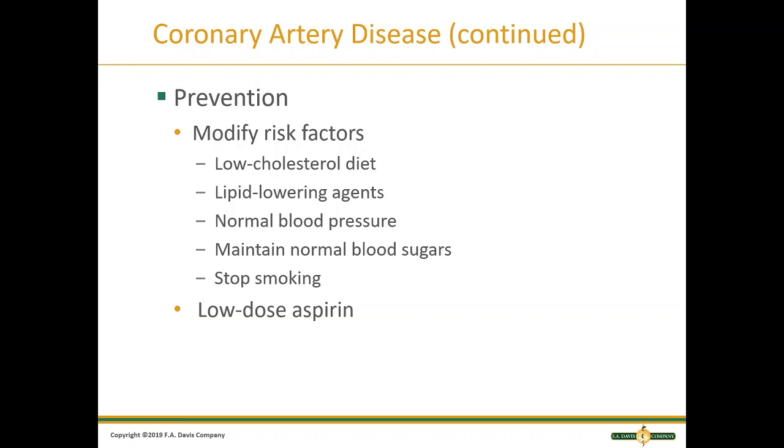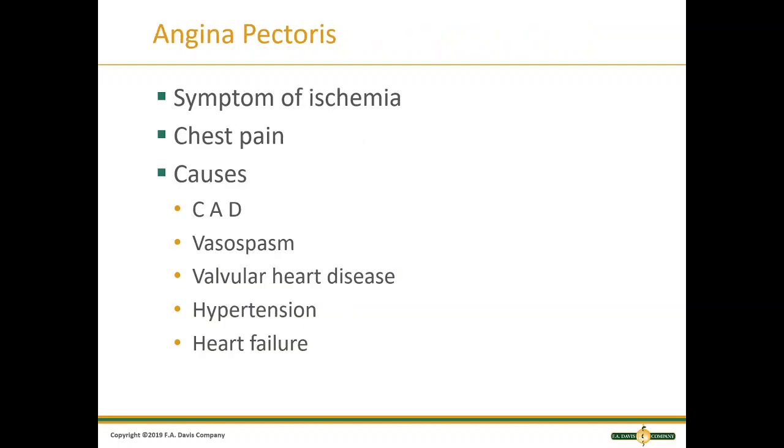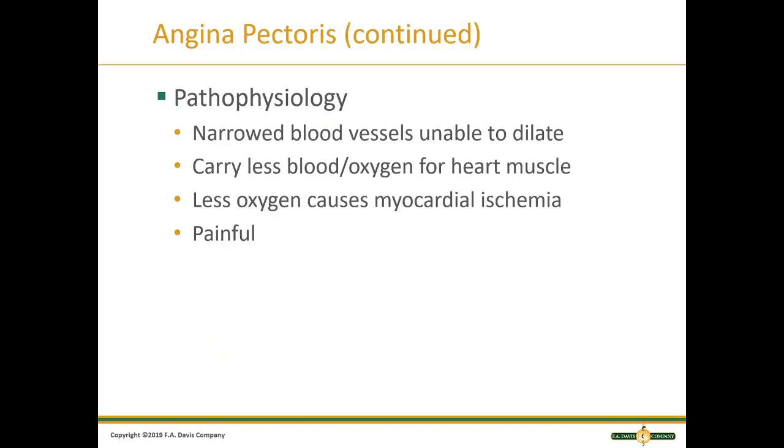Prevention, we want to have the same things here. You take a low dose aspirin to keep your blood thin, in addition to all the other things that we've already covered with atherosclerosis. Instead of angina, you can have chest pain.